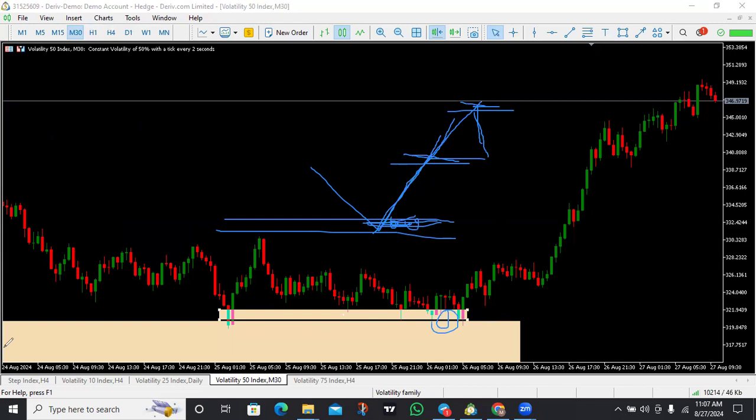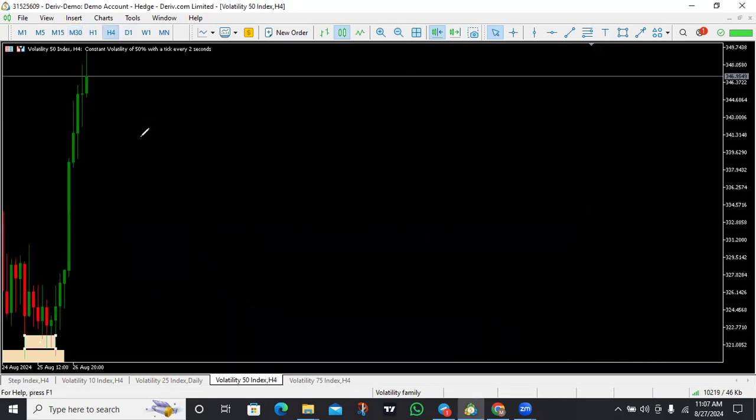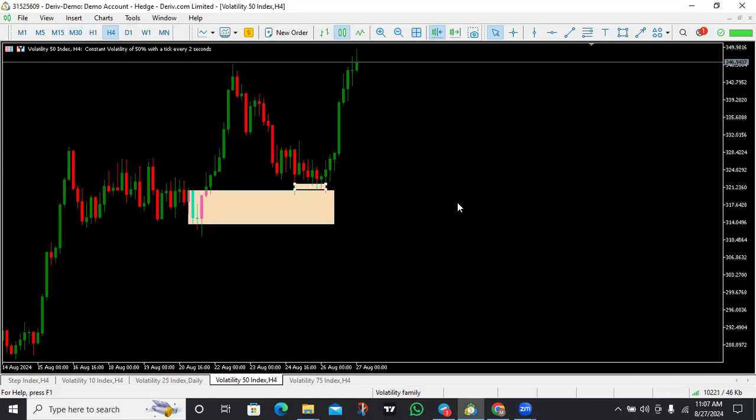So I believe you guys learned one or two things in this top-down analysis, market structure-wise. So tomorrow, if I have the time, we're going to do, purely now I'm tired, guys, we're going to talk about only entries. Entries are evil in synthetic indices.